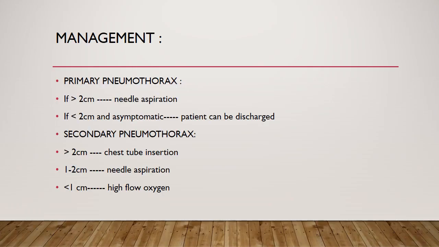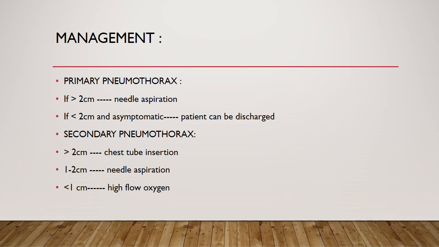So the management depends on whether it's primary or secondary. If the cause is unknown and the pneumothorax is more than 2 cm, you will do needle aspiration, and if it's less than 2 cm and the patient is asymptomatic, then you will discharge the patient safely.